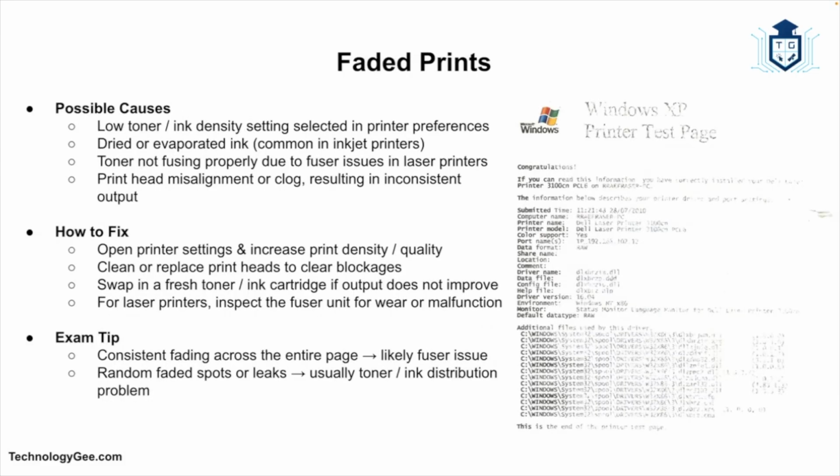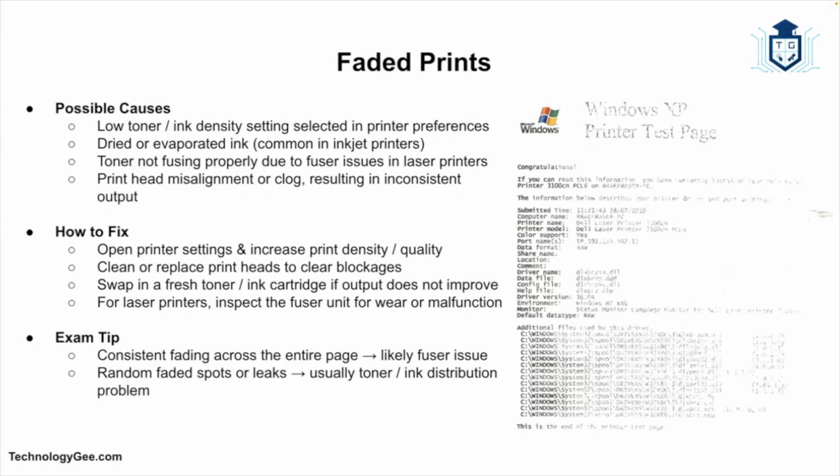Next, you have faded prints. This is when your printed text looks like it's running out of ink, but the ink cartridge appears to be full. So what's the issue? Well, it could be due to low toner or ink density settings. You can have dried up ink if you're dealing with an inkjet printer. Your toner might not be fusing properly if you're dealing with a laser printer, or you might have print head alignment or clogging issues.